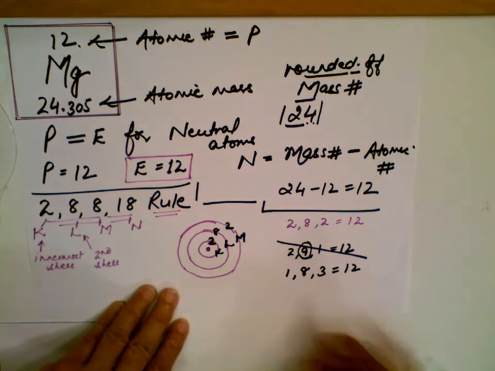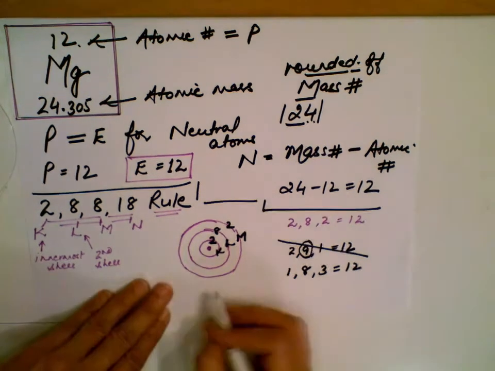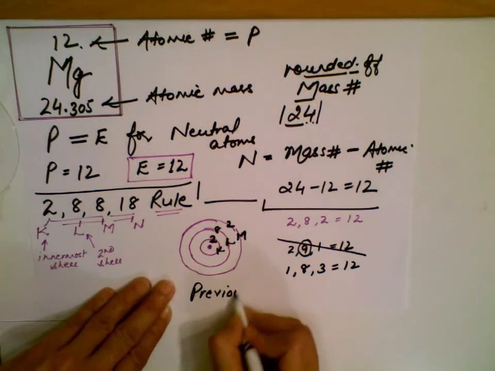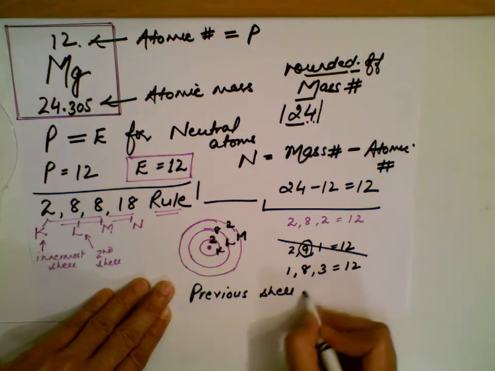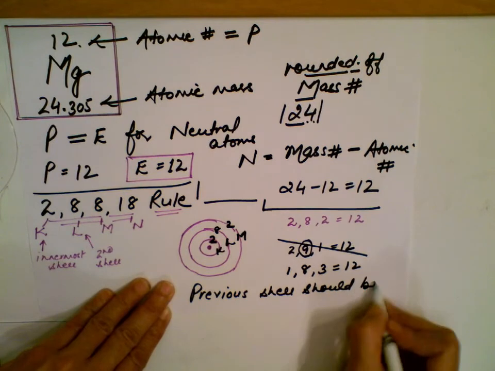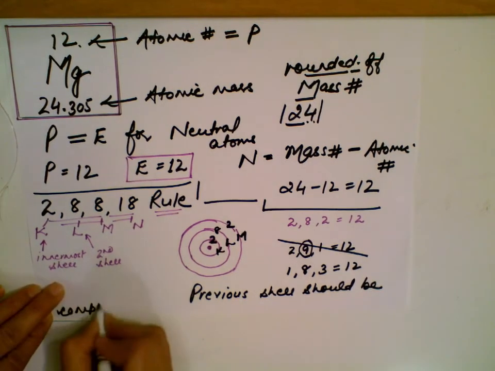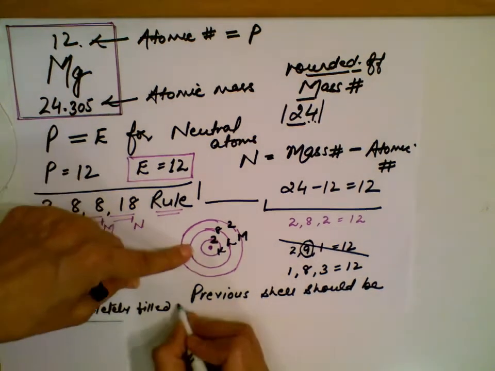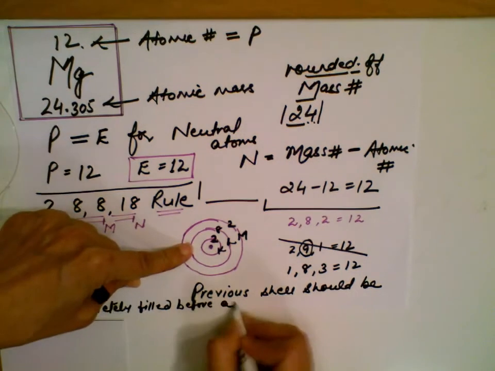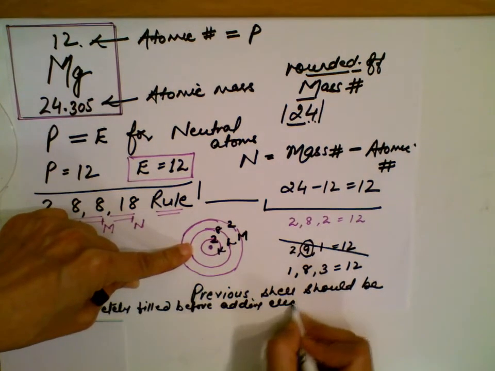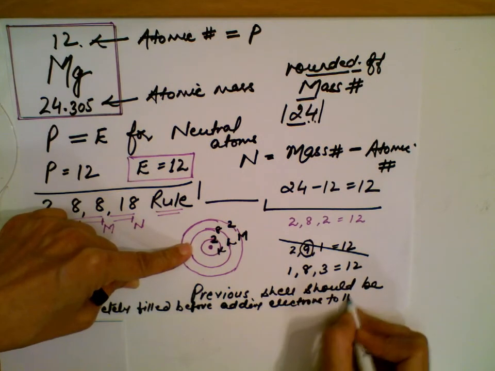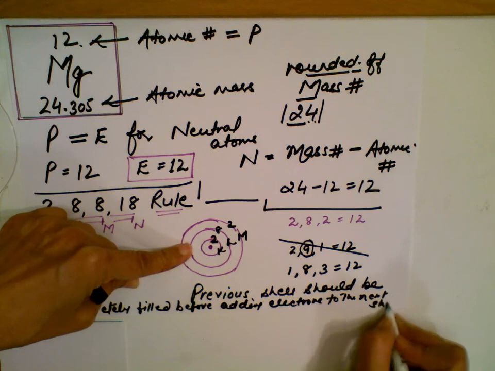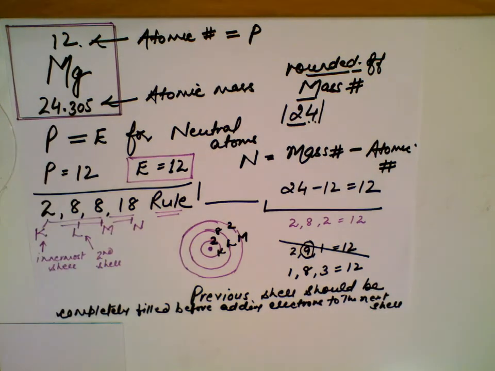Again, you can't, because the previous shell should be completely filled before adding electrons to the next shell. Okay, so we have to keep that rule in mind, that previous shells need to be completely filled before you add electrons in the next shell.